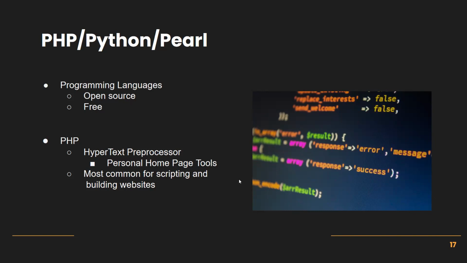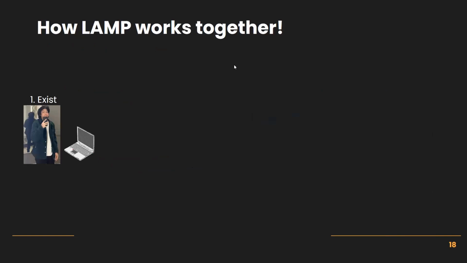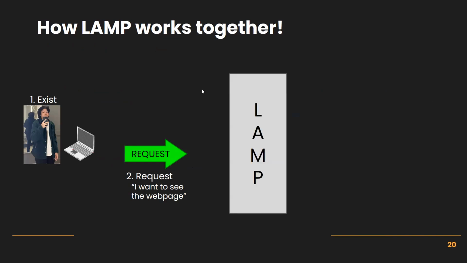All right, cool. So next, we're gonna go over how this all works together. So the start exists. That is you. You have your laptop, and you want to get to a website. So the first thing you do is you go to a website and you make a request. I want to see the web page. This gets sent to our Lamp Stack server, and this is where it's gonna be broken down.